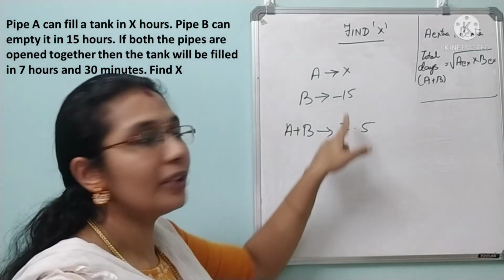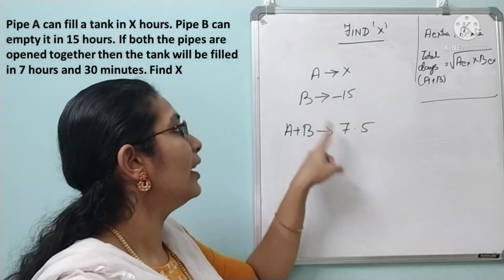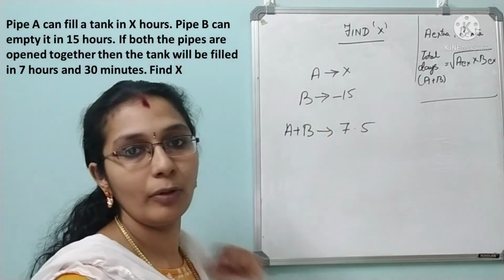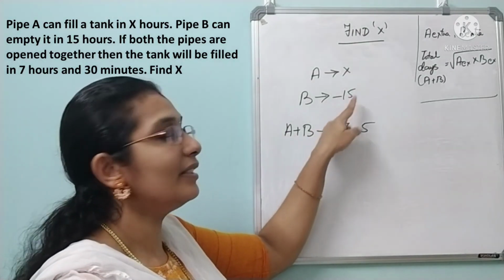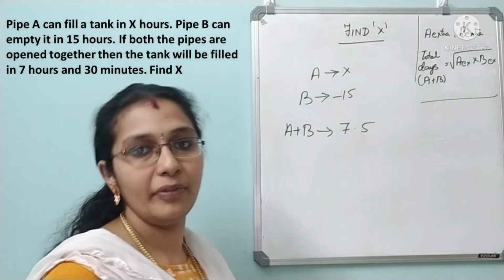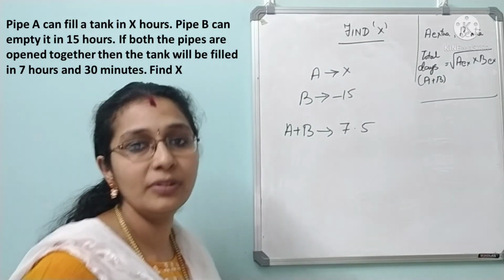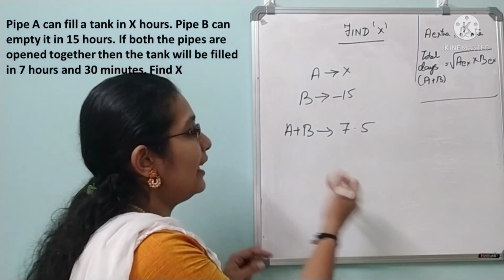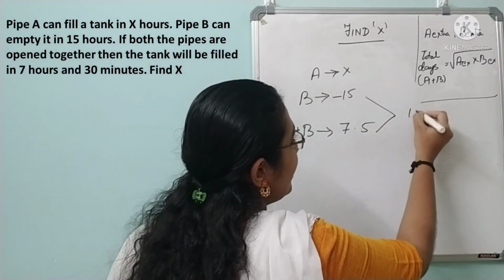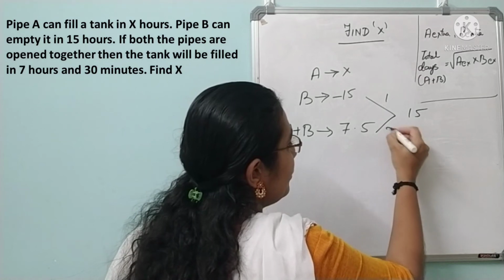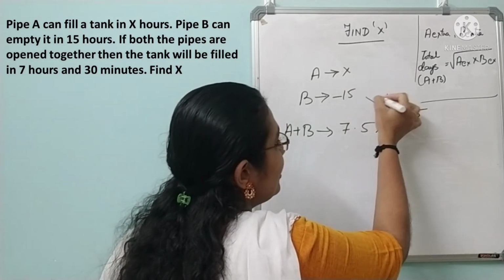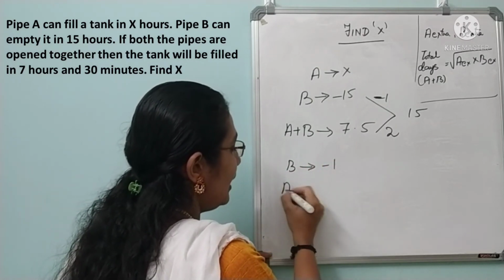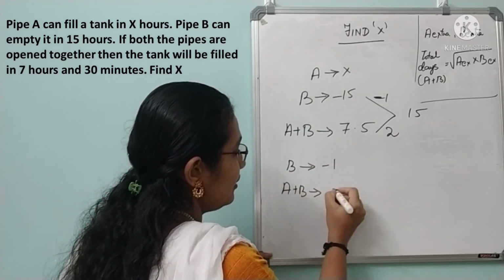Now they're asking to find x. Here you can proceed with the normal LCM method, because you have two values. If here it is also x plus something, then you cannot go with the LCM method. Instead you will have to use the traditional method or the shortcut which I told you before. Clear? Now you can go with the LCM method. LCM is 15. So 15 ones are 15, 7.5 into 2 is 15. Here it is a negative sign, that is, B's efficiency is minus 1, and A plus B's efficiency together is 2.